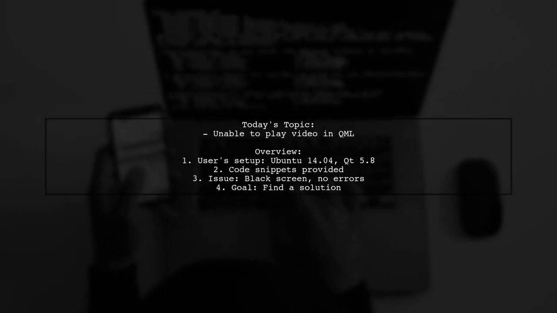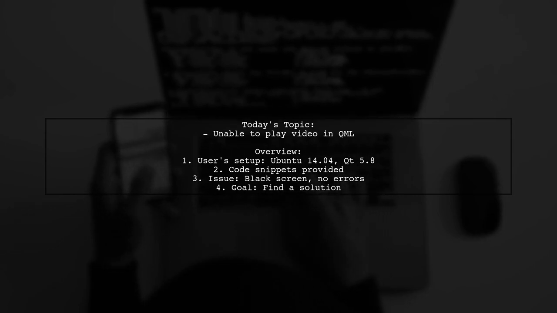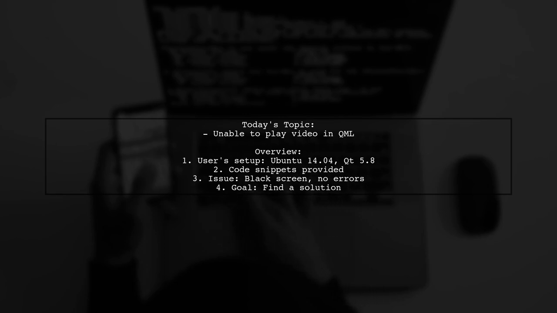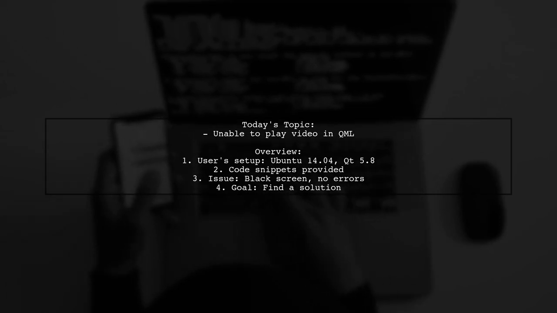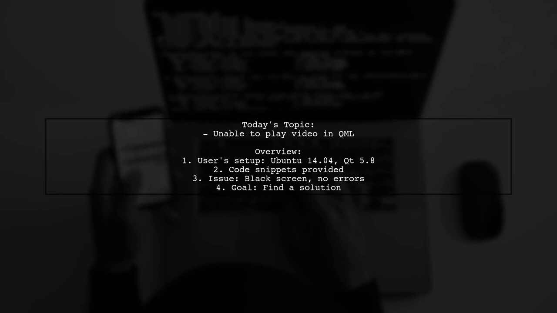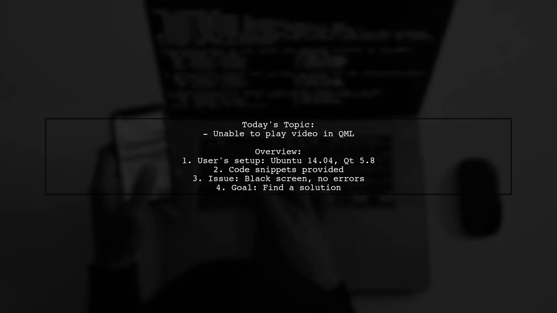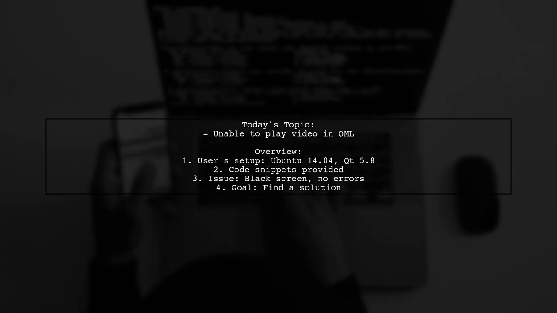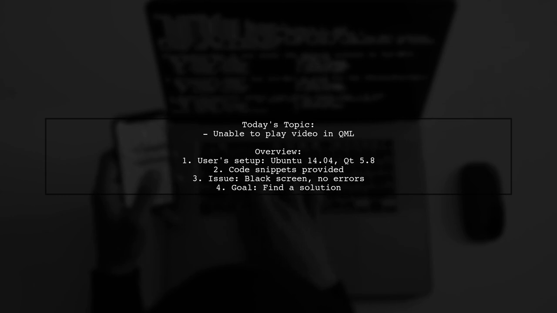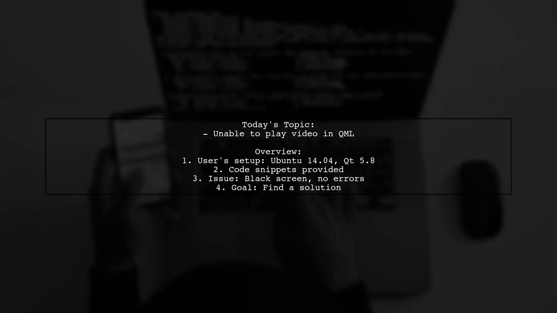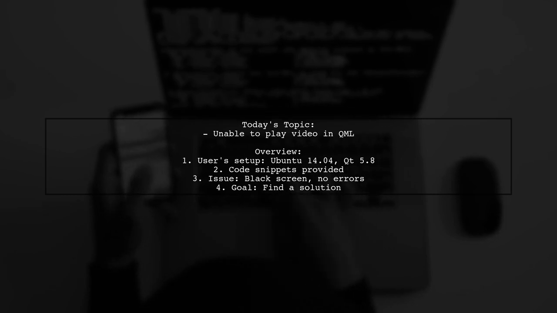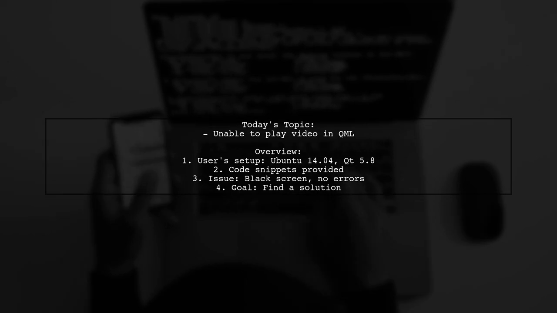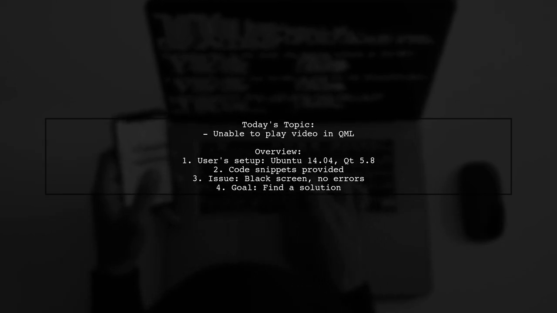Today, we're tackling a common issue that developers encounter when working with multimedia in Qt. Our viewer is facing a challenge while trying to play a video in their application using QML. They are using Ubuntu 14.04 with Qt 5.8 and have included the multimedia module in their project file. However, despite their efforts, they are met with a frustrating black screen and no error messages. Let's dive into the details and see how we can help them resolve this issue.